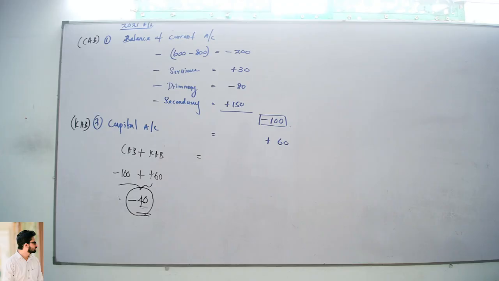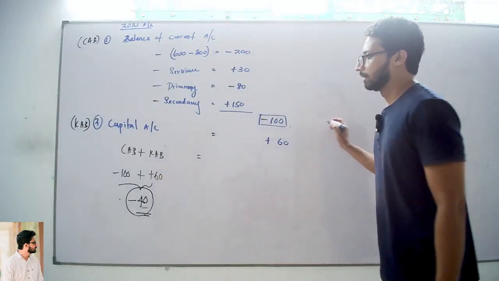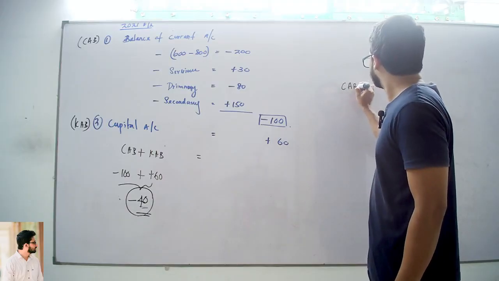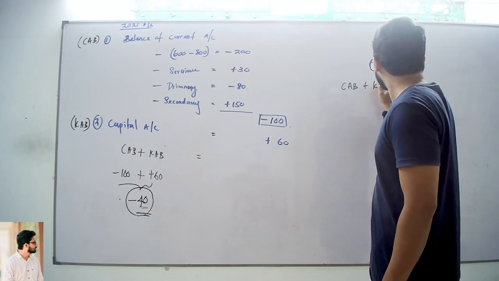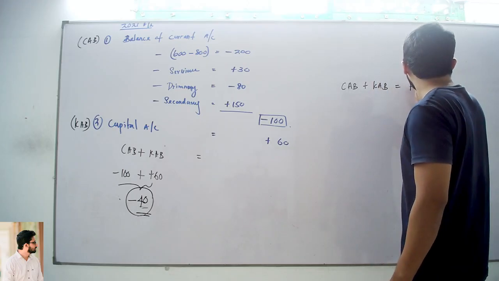Sitma, Remoni, Punara, are you clear with this? Yes, sir. Okay. Then I told you that theoretically CAB plus KAB should be equal to the financial account balance, lamai.